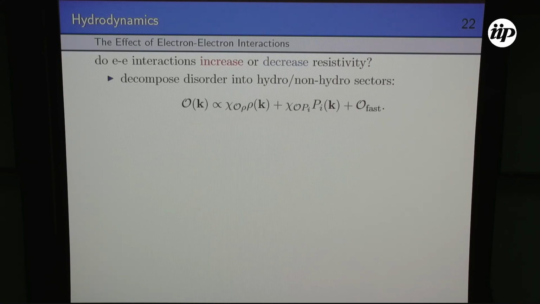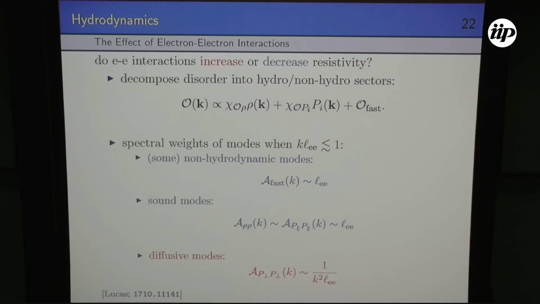So remember, this is simply asking about the electrical conductivity itself, which only depended on the electron impurity scattering rate. How does that electron impurity scattering rate depend on interactions? That's essentially amounting to how the interactions modify the spectral weight of the operator that couples to disorder.